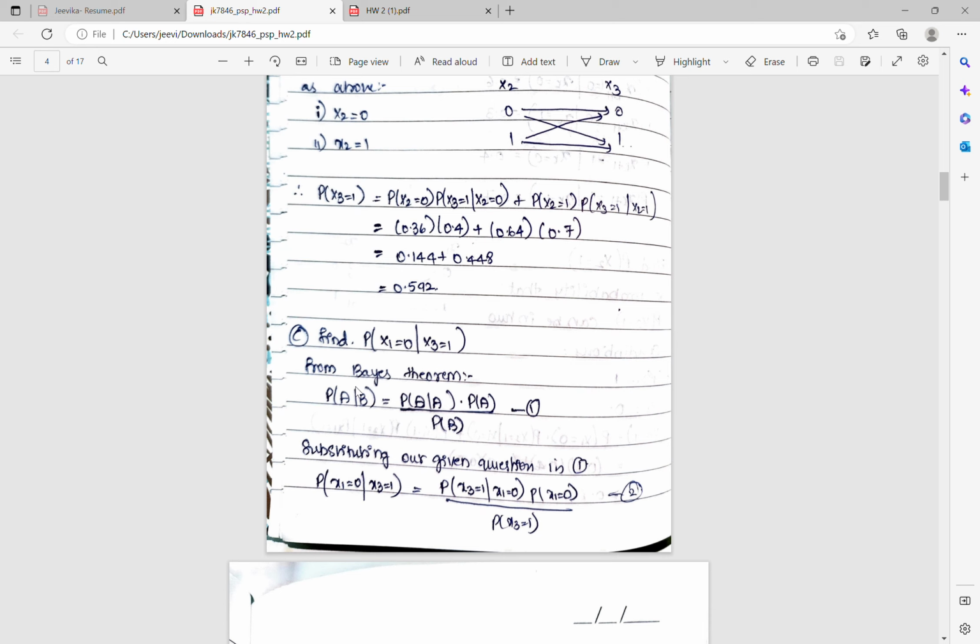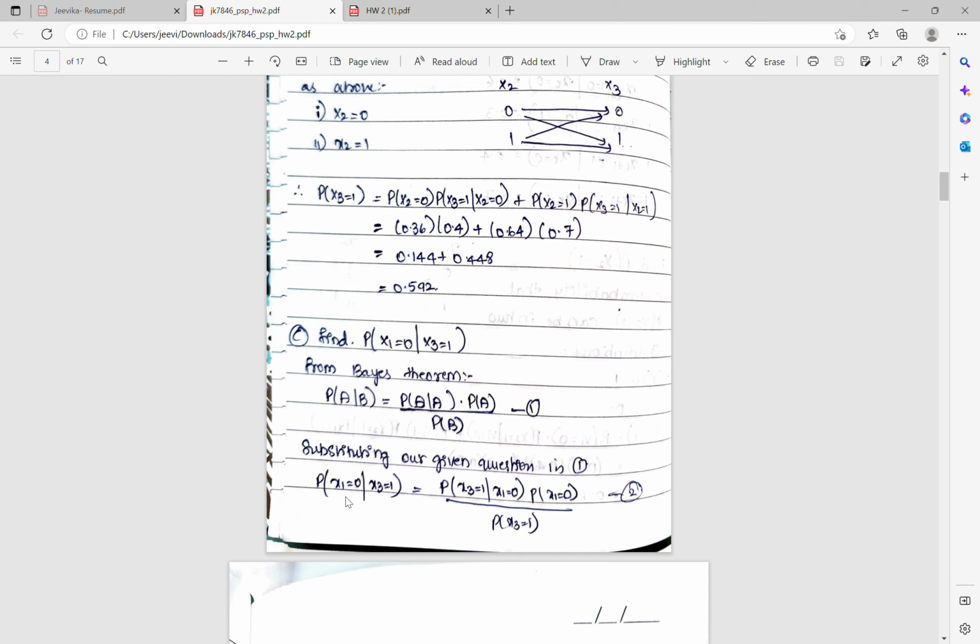Now for this question we will use Bayes' theorem to solve. According to Bayes' theorem, we know that probability of A given B is equal to probability of B given A into probability of A, divided by probability of B. Now in terms of A, let's substitute x1 = 0, and in terms of B, let us substitute x3 = 1.